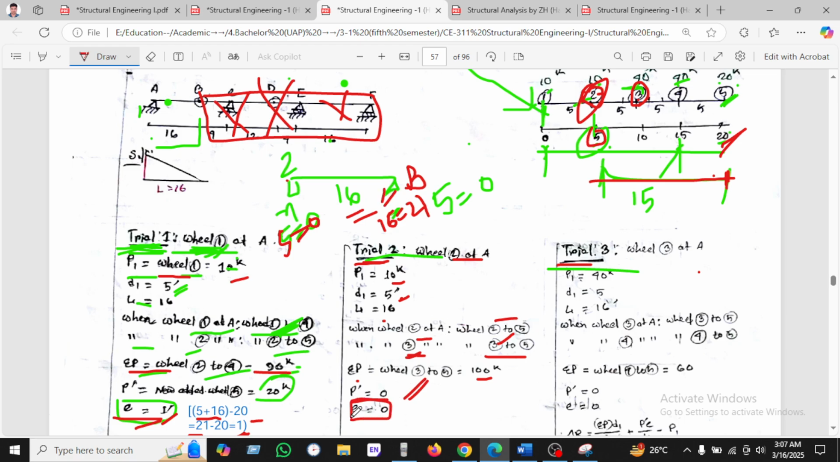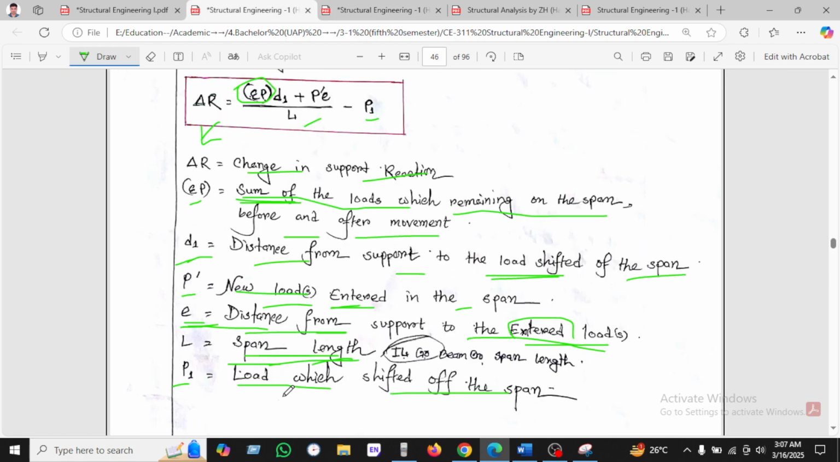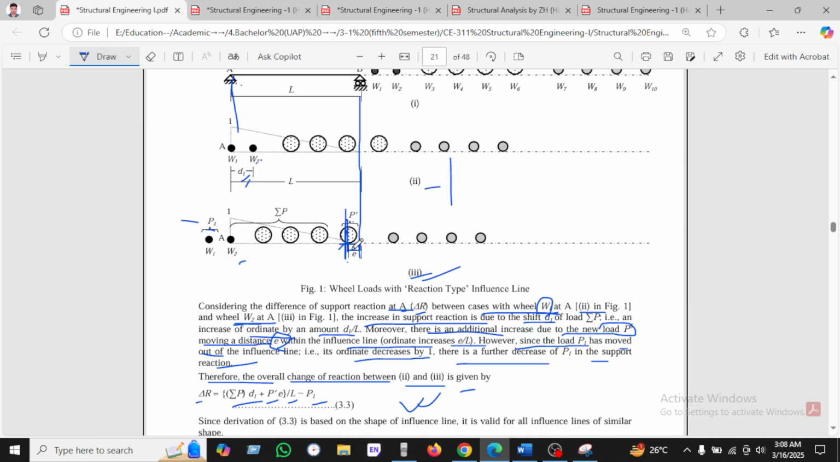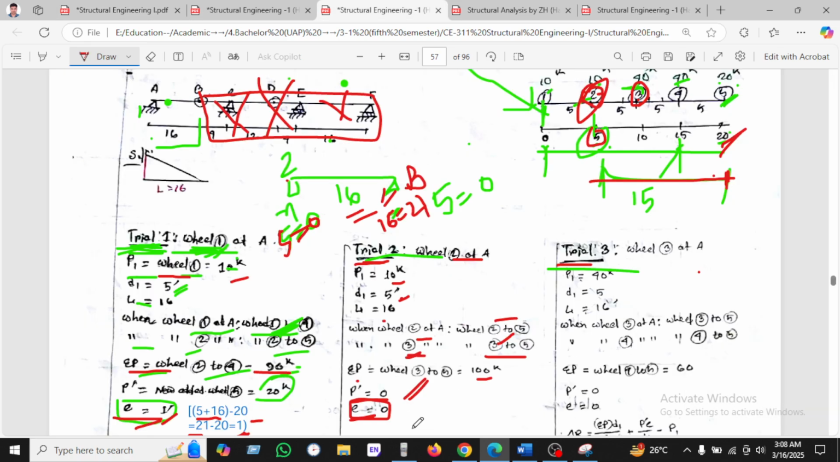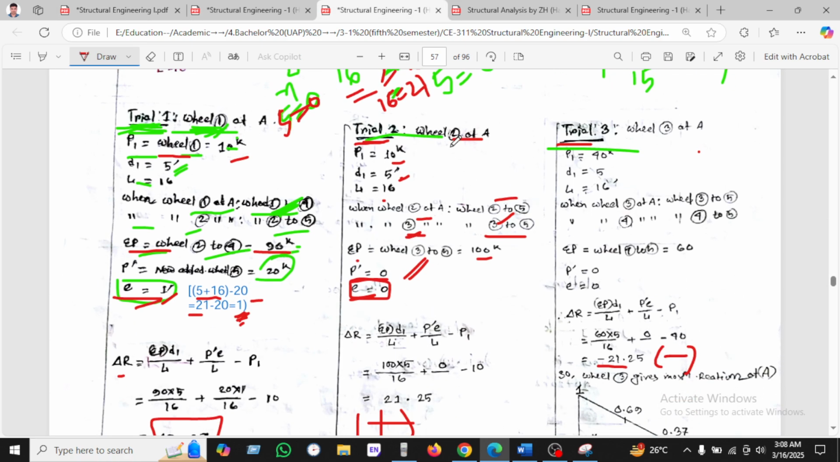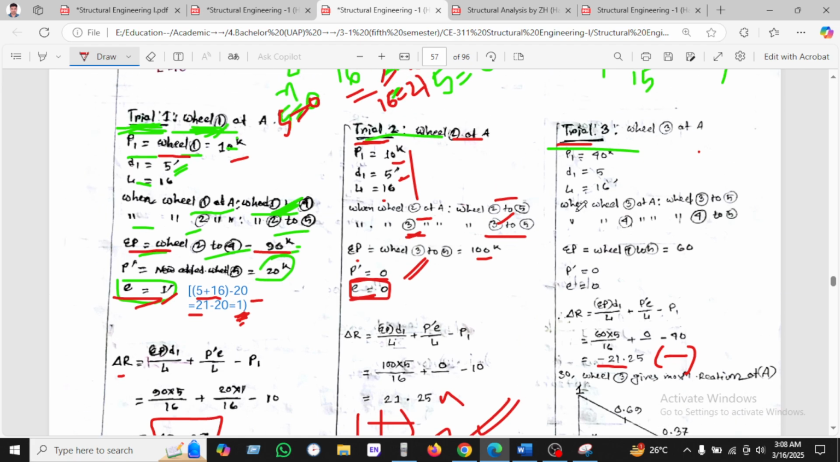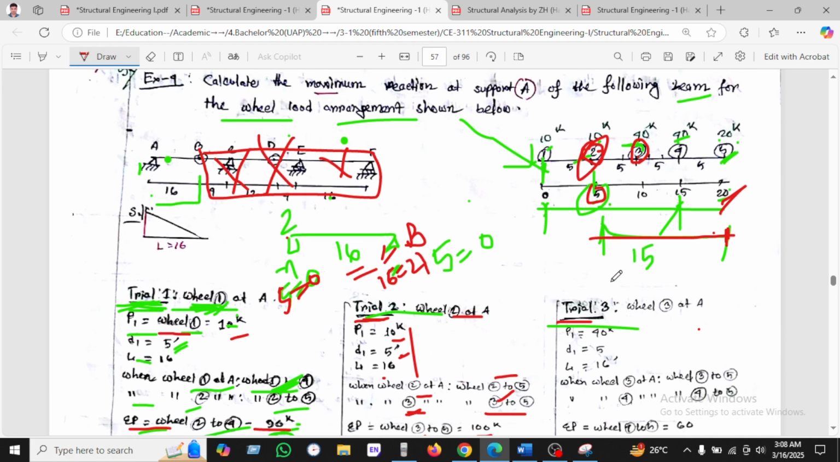So you must memorize, and E, we can see E is the distance from the support to the extended load, where we have seen the last wheel load is inserted. Okay, so after finding this data, we are just putting this here and finding 21 when 25 kip, there is a positive value, that's why you need another trial. So let's see trial 3.